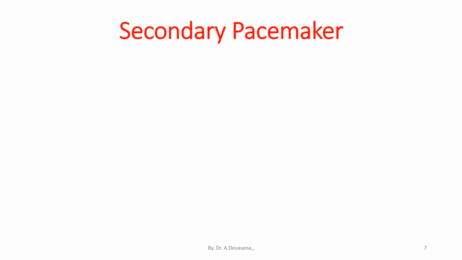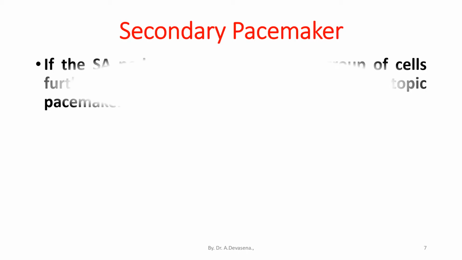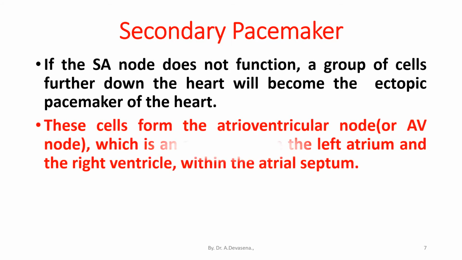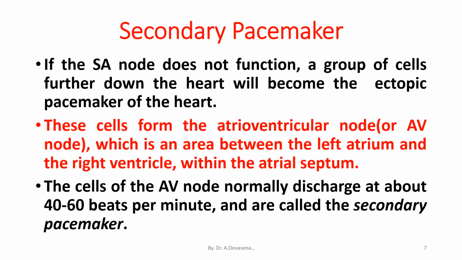Secondary pacemaker. If the SA node does not function, a group of cells further down the heart will become the ectopic pacemaker of the heart. These cells form the atrioventricular node, or AV node, which is an area between the left atrium and right ventricle within the atrial septum. The cells of the AV node normally discharge at about 40 to 60 beats per minute and are called the secondary pacemaker.